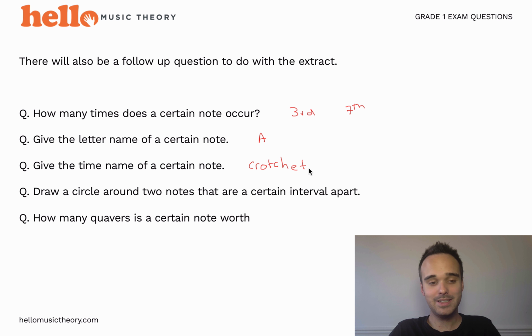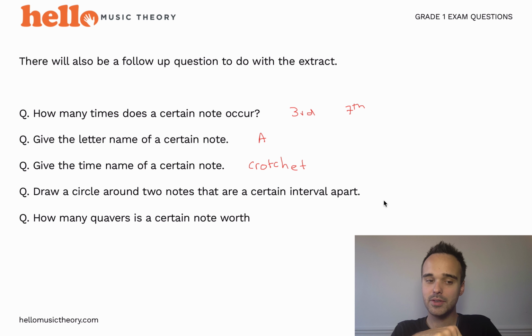Another thing that I've seen, although it's not as common, especially in the later grades, is to draw a circle around 2 notes that are a certain interval apart. So in the next video, next week, we'll be looking at intervals, but for this one, you would have to draw around 2 consecutive notes that are next to each other. It could be a third, it could be any interval up to an octave, and then you'd have to draw a little circle around those 2 notes.